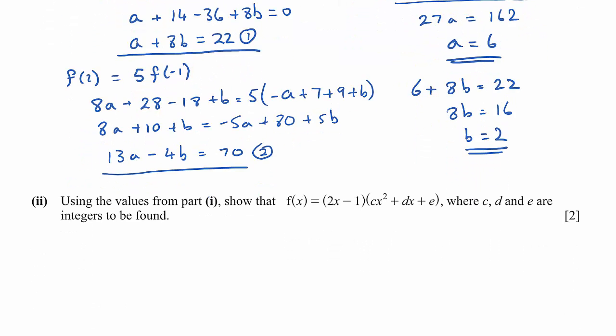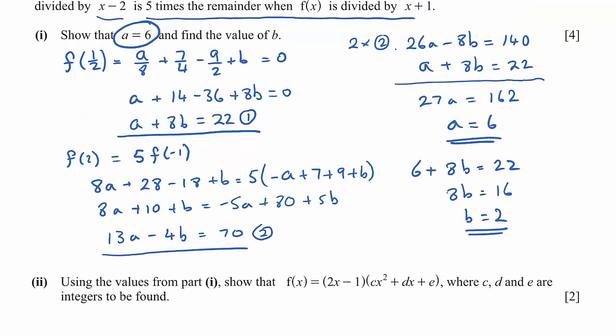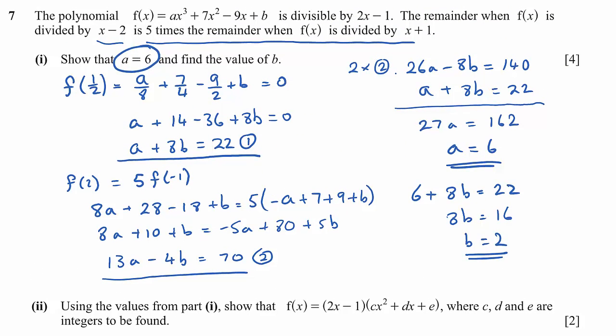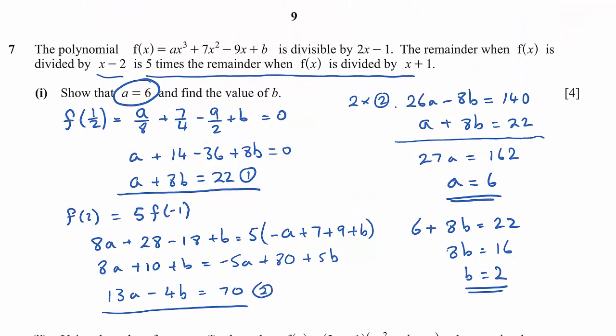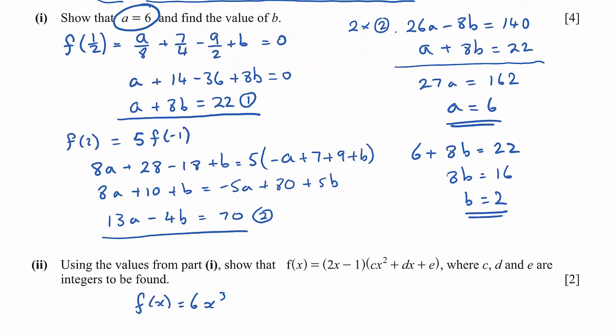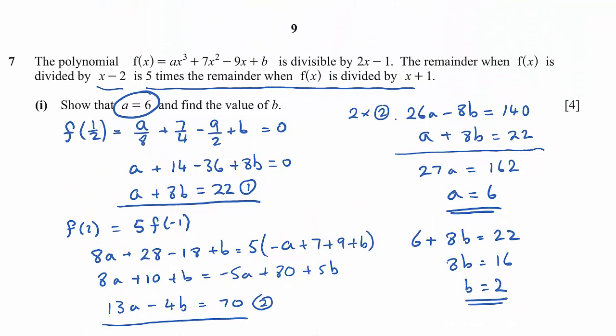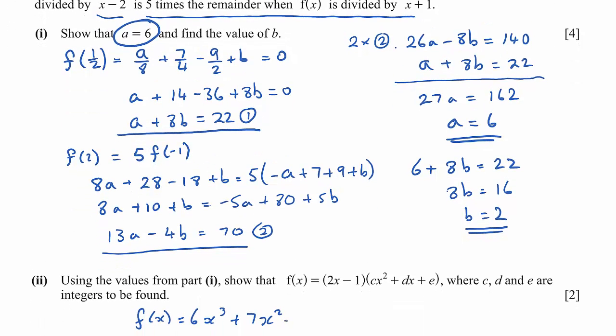Okay, so using the values found from part 1, show that f of x can be written like that. So what do we now have for f of x? So f of x is equal to 6x cubed plus 7x squared minus 9x plus 2.